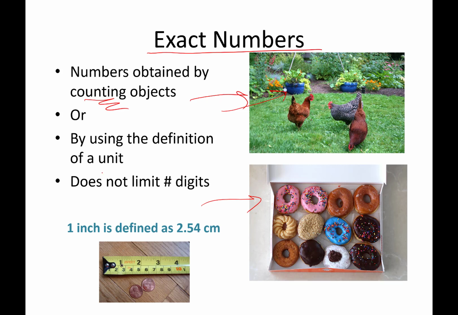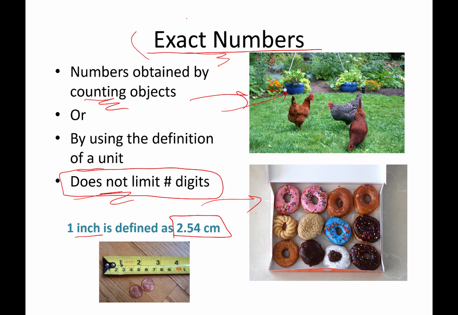And an exact number never limits our number of digits because it's exact. You don't have 2.5 chickens. Ooh, that would be kind of ooky. But other numbers that are exact that do not limit how many digits we round off to are defined numbers. For example, 1 inch is exactly 2.54 centimeters. So that conversion factor never limits how many digits we round off to. Now, those are exact numbers, and there's gazillions of those.